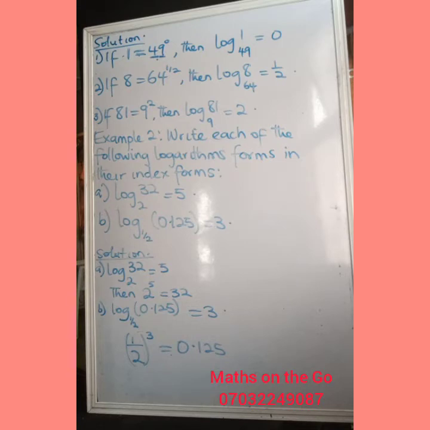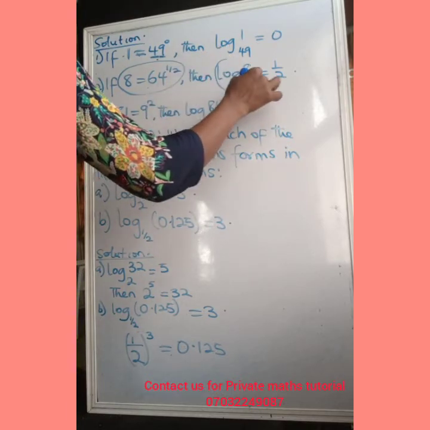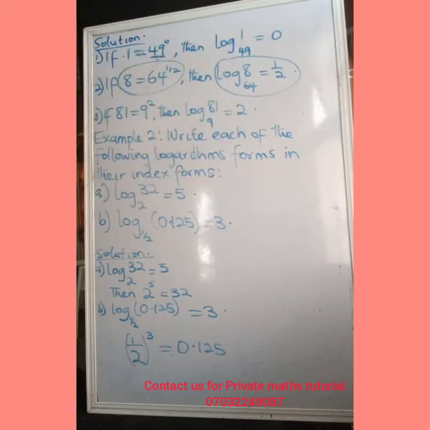Index form means that you will take it back to something like this. Remember, I said this is index form, and this is logarithmic form. So we have log of 32 base 2 equals 5. Log of 0.125 base half equals 3. Now, if you are changing back, the base will carry the power 5, and 32 will be alone.